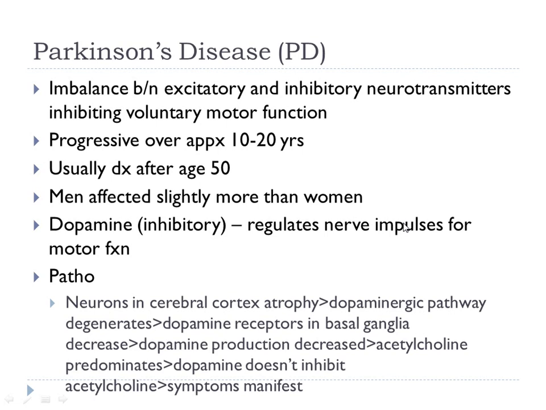So for some reason, the neurons in the brain atrophy, and the dopamine degenerates. You have decreased dopamine receptors in the brain, and we have a decrease in the level of dopamine being produced. So dopamine is inhibitory. Acetylcholine is excitatory.